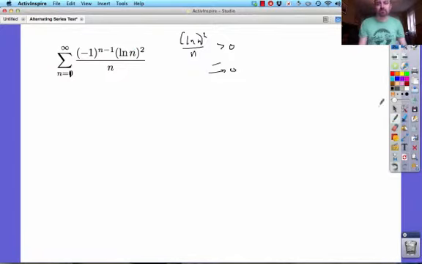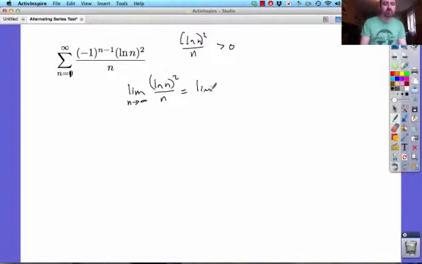Okay, so let's check these things. First of all, I think it's pretty obvious that this will be positive because anything squared is positive, and n, by definition here, is positive. So the first part is fine. This sequence is positive. The next part we have to figure out is, does the limit as n goes to infinity of ln n squared over n equal 0? Well, this is infinity over infinity, so we can use L'Hopital's rule, if you remember that, which says that if I have infinity over infinity, I can take a derivative.